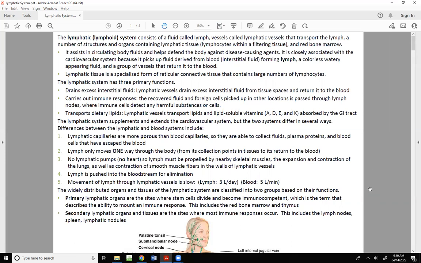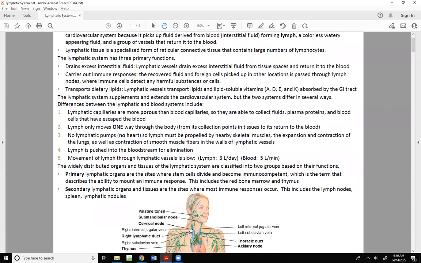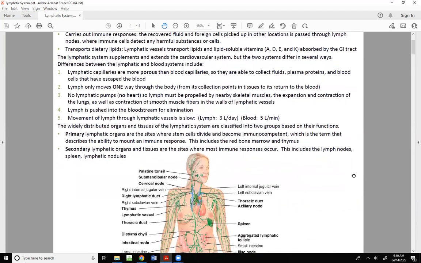So the 3 major or primary functions of the lymphatic system include draining the excess interstitial fluid, which is what I was just explaining, where the lymphatic vessels drain the excess interstitial fluid from our tissue spaces and return it to the bloodstream, okay? While that takes place, the carrying out of immune responses occurs. And so the recovered fluid and foreign cells picked up in other locations is passed through the lymph nodes where immune cells detect any harmful substances or harmful cells.